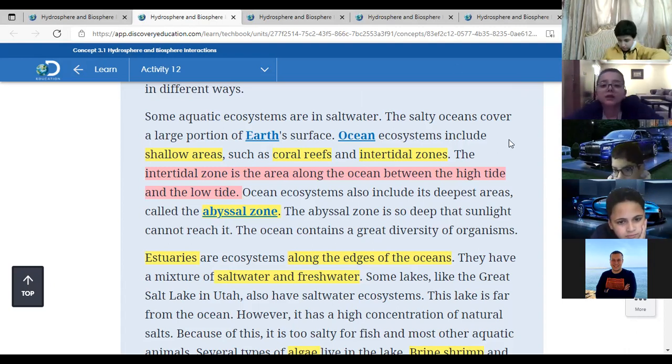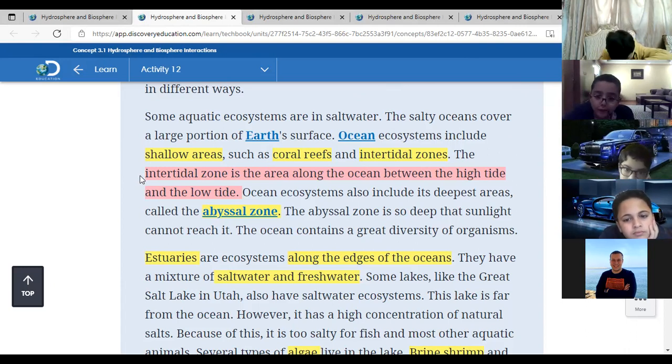So in this paragraph, we talked about the ecosystems in salt water, like the oceans. The oceans have different parts, starting with the shallow areas. This is the area that is not deep, where coral reefs can grow. And there is an area called the intertidal zone. Look at the part highlighted in purple, the intertidal zone. This is the area along the ocean between the high tide and the low tide. This is the area that is covered during a few hours of the day by water, then it is exposed when the water gets back to its normal position. This is called the intertidal zone.